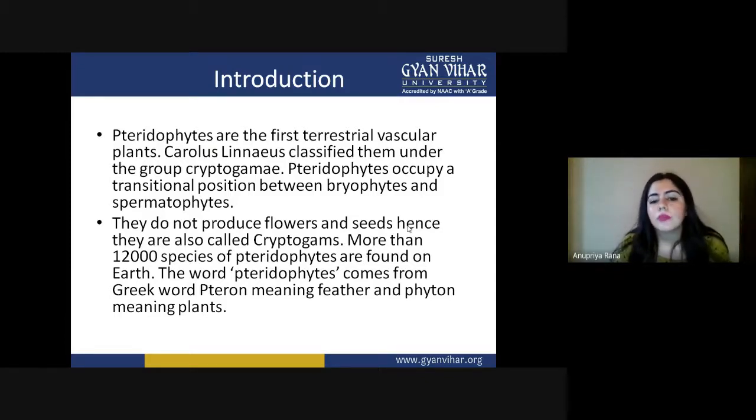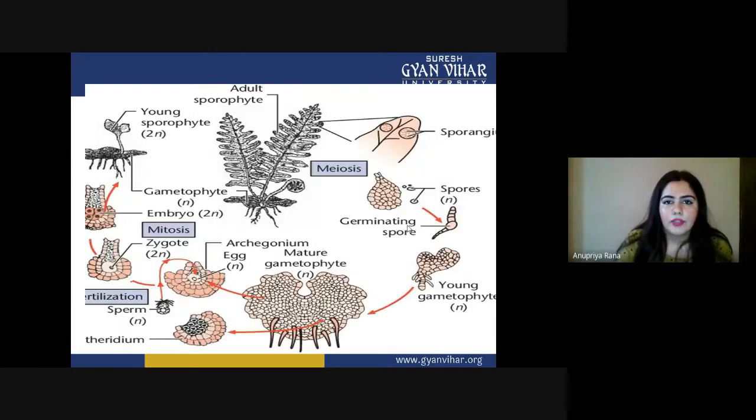So the term "pteridophyte" basically means feather, a feathery appearance. I will show you the diagram so you will be clear why we are calling them feather plants. Now you can see the diagram here. By seeing the diagram, they look like a feather. So that's why we call them the feather plants.